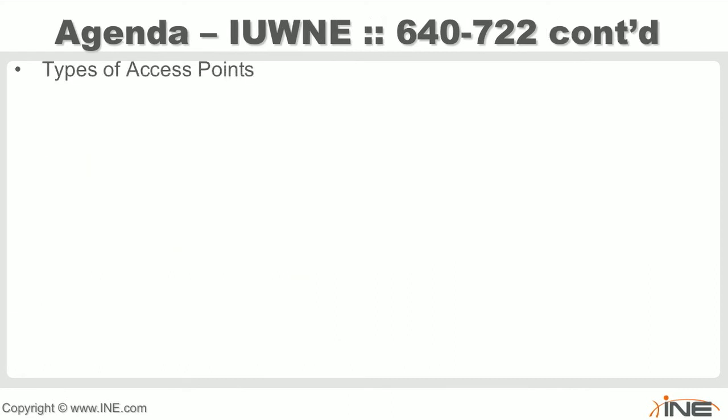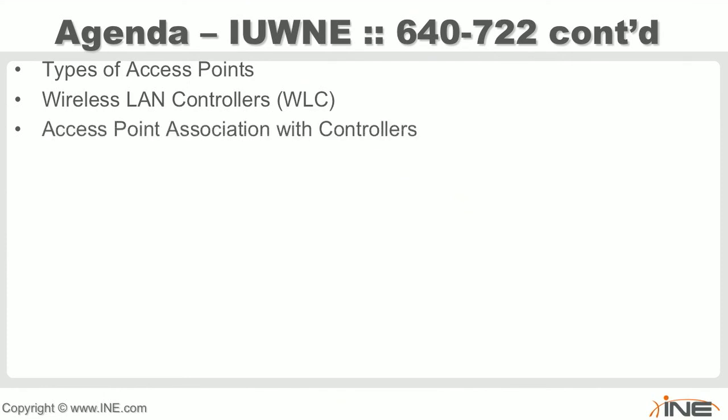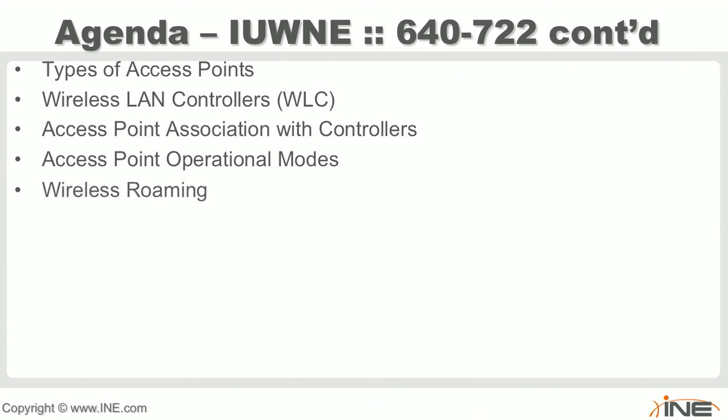So next we'll move on and look at types of access points, wireless LAN controllers, and we'll talk about what those are and their roles, how APs or access points associate with controllers, and the different operational modes of access points. We'll take a look at wireless roaming and why it's so important to have a seamless roaming experience. We'll take a brief tangent, really, to look at Cisco's Mobility Express solution.